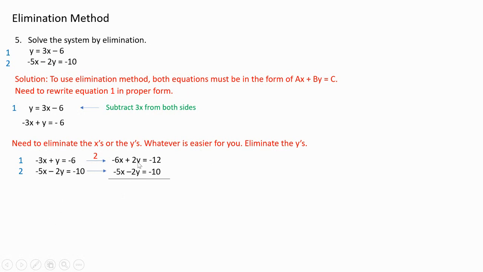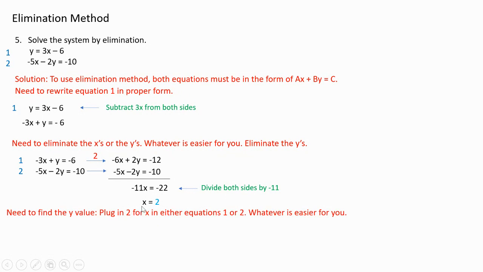You see now, this 2y minus 2y will give me 0, but we have to add the x's, which will give me negative 11x. We have to add the constants, which will give me negative 22. Then we divide both sides by negative 11, and we get 2. So this is my x value. And again, once you get to this step, the other ones repeat, right? Because now we have to solve for y. So we can plug it into equation 1 or equation 2. It doesn't matter. Whatever is easier.